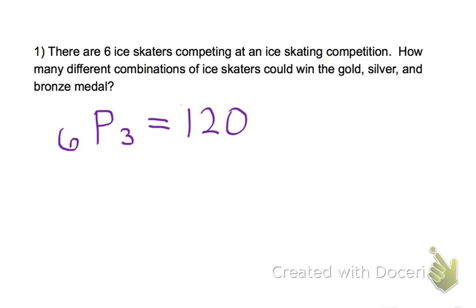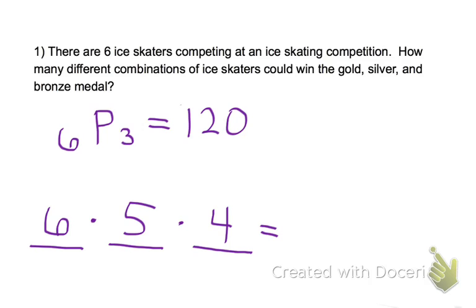Or we could think of it another way. How many different ice skaters could win the gold medal? 6. And we would multiply that by, now that someone has won the gold medal, how many different people could win the silver medal? 5. And then how many ice skaters could then win the bronze medal? 4. So that would also give us 120. So that means there's 120 different combinations that 6 ice skaters could win the gold, silver, and bronze medal.